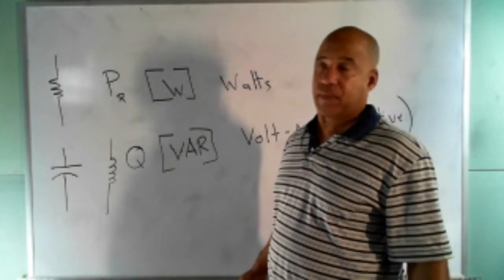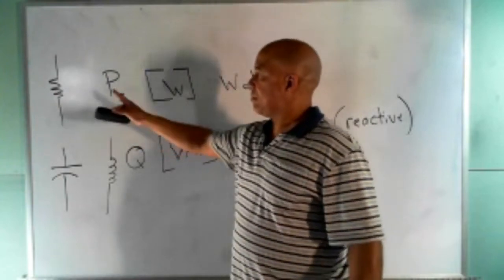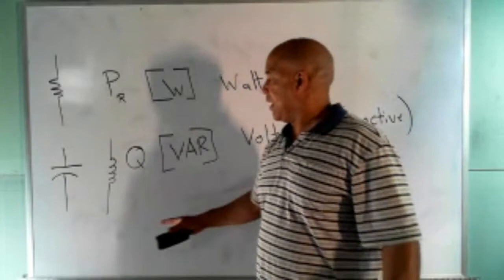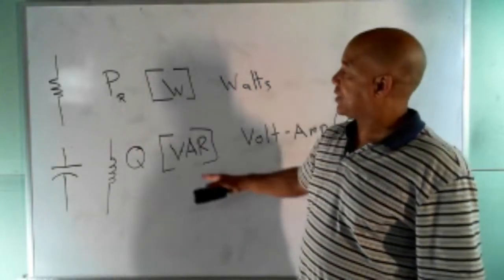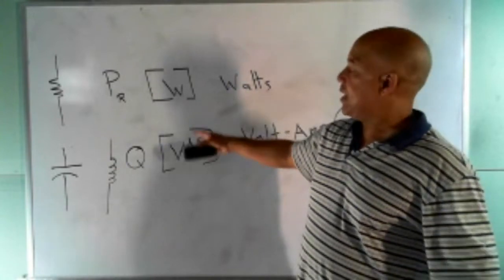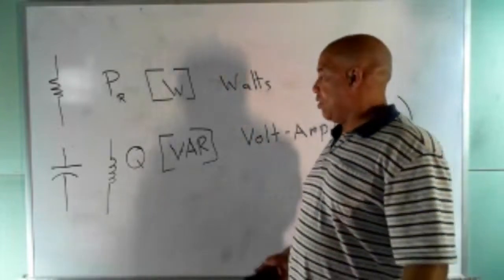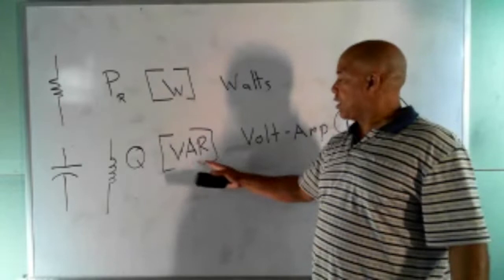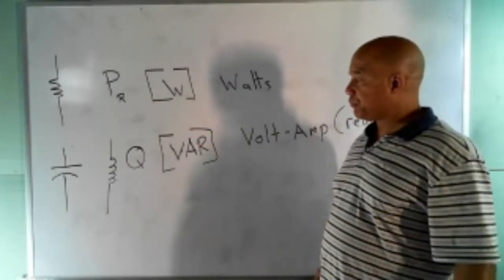If I have only resistance, it's P, just what it was in DC, and my units would be watts. If I have only reactive elements, then I don't use watts. It would be improper to use watts, because watts is energy converted, or work being done per unit time. This doesn't do any work. Energy flows in and then back out. So they use another unit called a volt amp reactive, or VAR.